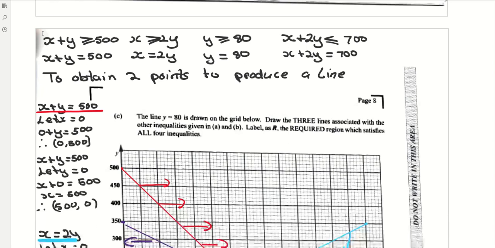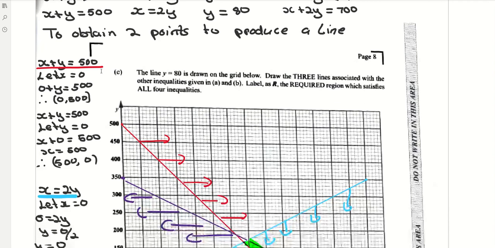Now, for a question like this, x plus y is equal to 500. To obtain any line, the most amount of points that you would want is 2 points, right? So what I usually do is, if I have x plus y is equal to 500, I would let x be equal to 0 and find out what y is equal to. So you're substituting x is equal to 0. So that's 0 plus y is equal to 500. So y is equal to 500, right? Then the point given with these coordinates would be 0, 500. So you plot that first.